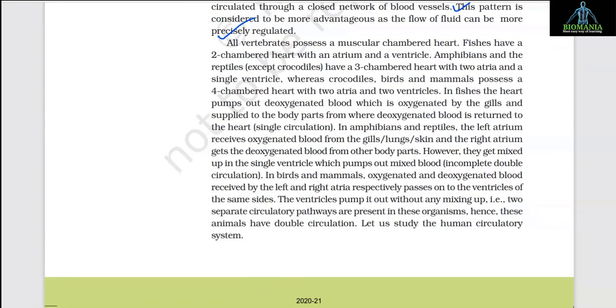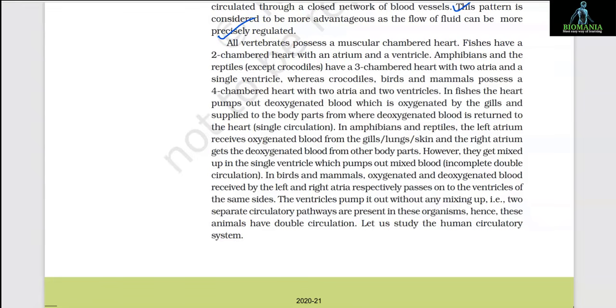In fishes, the heart pumps out deoxygenated blood which is oxygenated by the gills and supplied to the body parts, from where deoxygenated blood is returned to the heart. That is single circulation. In amphibians and reptiles, the left atrium receives oxygenated blood from the gills, lungs, and skin, and the right atrium gets the deoxygenated blood from other body parts. However, they get mixed up in the single ventricle, which pumps out mixed blood in incomplete double circulation.